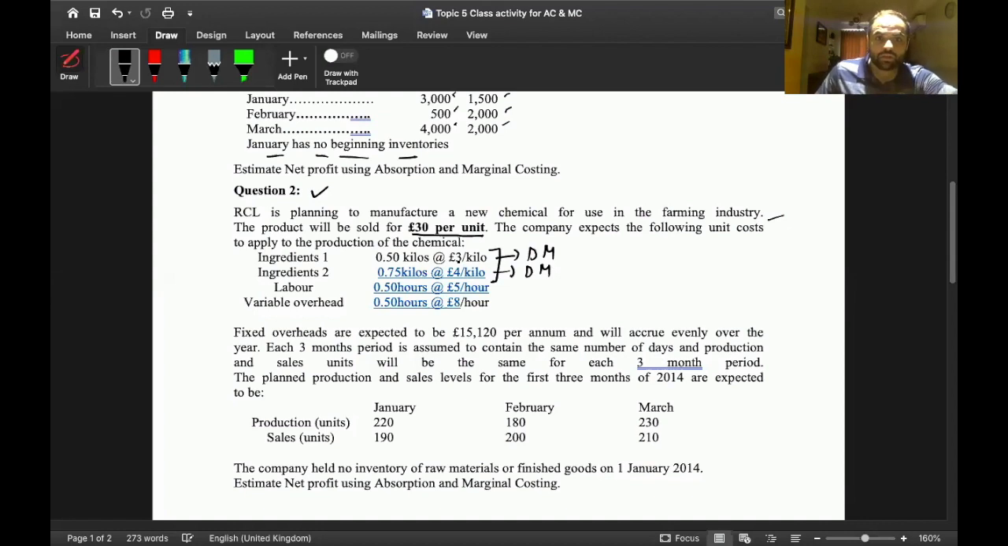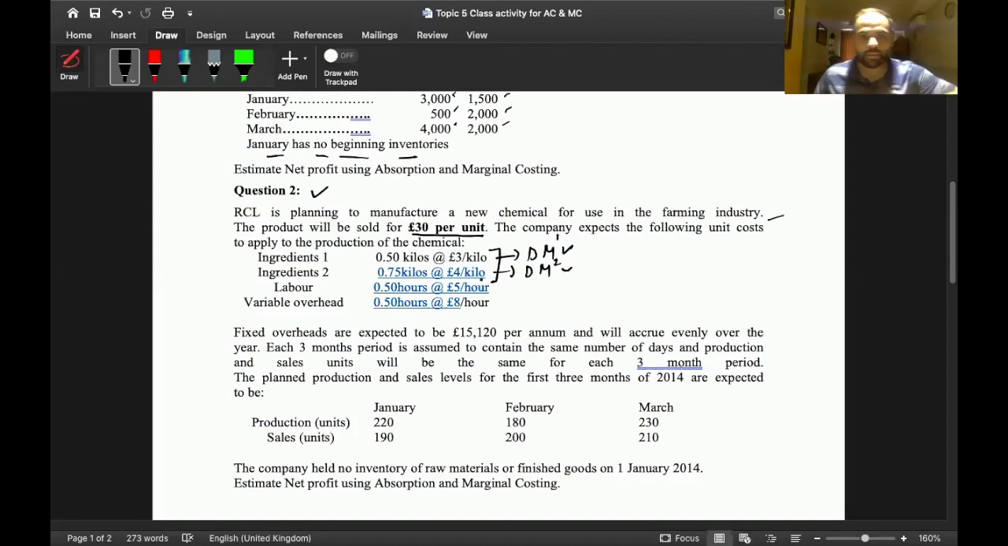Half kilo price is 3 pounds per kilo. So make sure 3 multiply by 0.50 and 4 multiply by 0.75. All right, so that will be direct material. So you have 2 direct materials, 1 and 2.